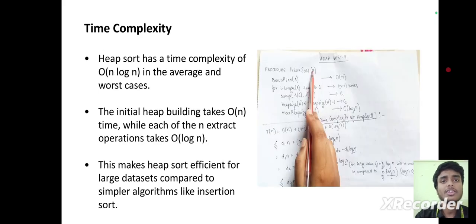Time complexity. Heap sort has a time complexity of O(n log n) in the average and worst cases. The initial heap building takes O(n) time, while each of the n extract operations takes O(log n). This makes heap sort efficient for large data sets compared to simpler algorithms like insertion sort. We can see this in this diagram.